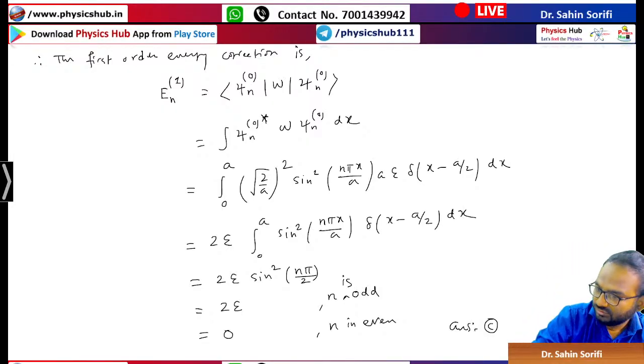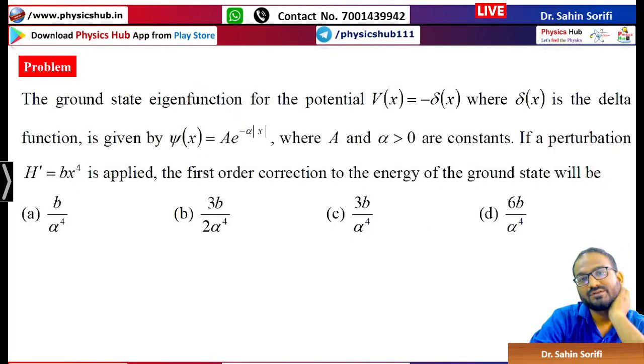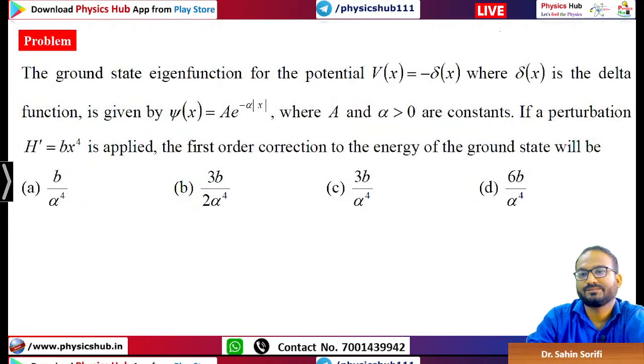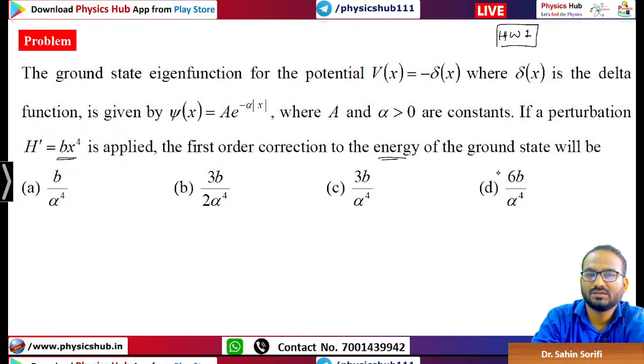I am giving you 2 homework problems. You can try them at home, similar problems. This is homework number 1. We'll discuss the solution next day. The ground state wave function for the potential V of x equals minus delta of x is given, the wave function is already given to you. You have to find, if the perturbation b x to the power 4 is applied, the first order correction in energy of the ground state. Okay, this is one homework.